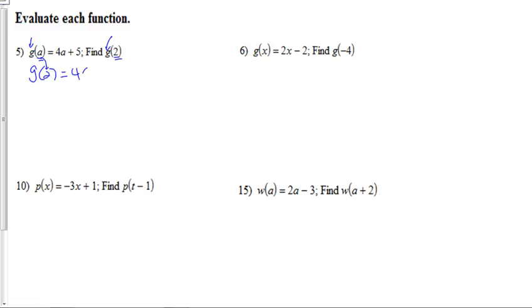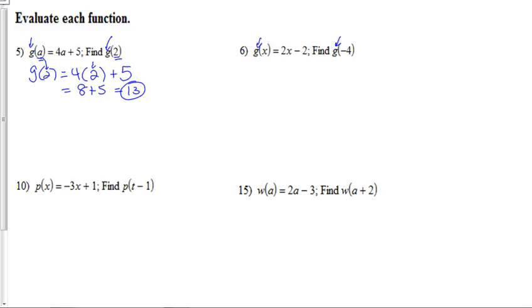That just means in the function, we're going to replace every place there's an a, we're going to put 2. So there's where a was, 4 times a. But instead of a, we're going to put 2. And then we're going to use PEMDAS to work it out. Multiply before add. So this is 8 and 5, or 13.